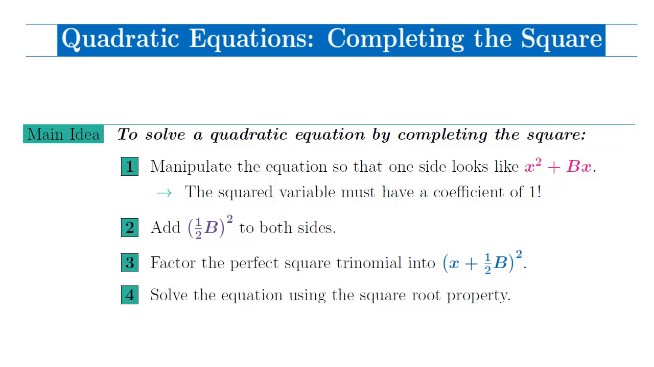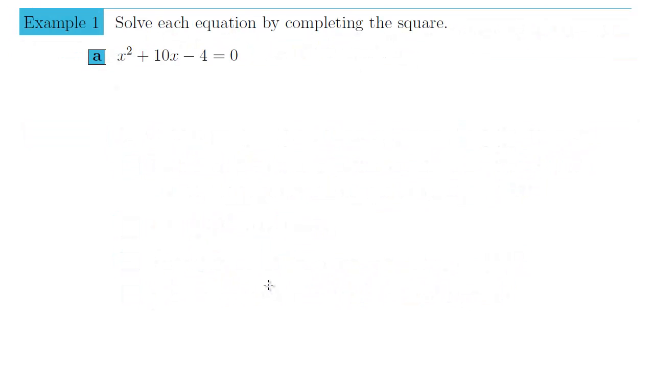I'm now going to work through several exercises with you to demonstrate how to complete the square on a quadratic equation. Example 1. Solve each quadratic equation by completing the square. Example 1a. X squared plus 10x minus 4 equals 0.